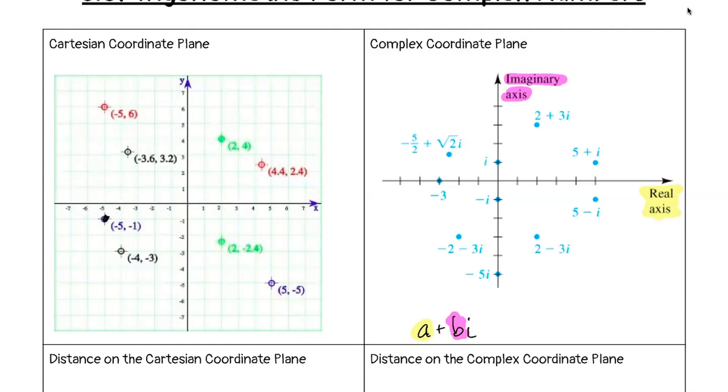So if I wanted to plot the point 2 plus 3i, like right over here, I would go over 2 units on the x-axis, and I would go up 3 units on what looks like the y-axis, but we call it the imaginary axis, okay? So the first number tells you which direction to move side to side, and the second number tells you which direction to move up and down, all right?